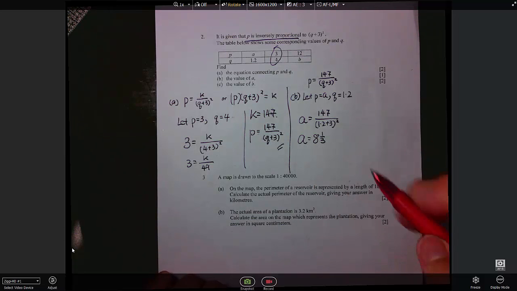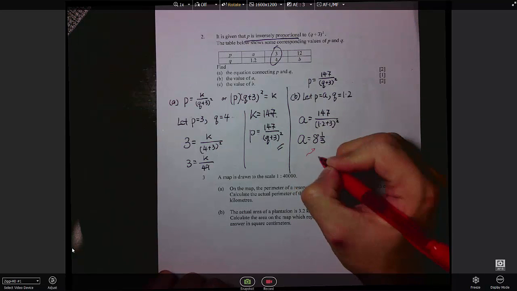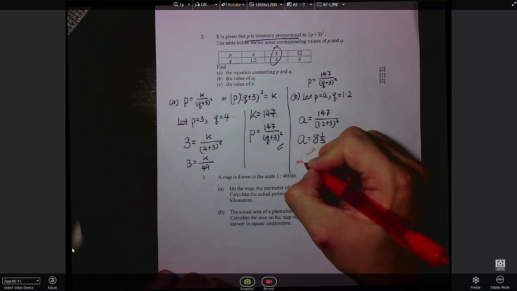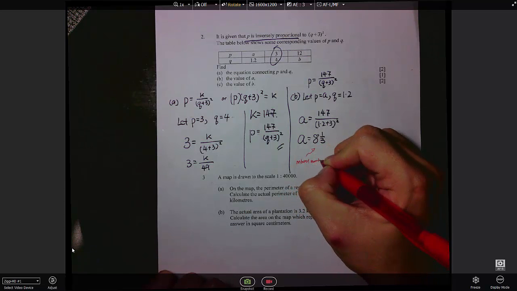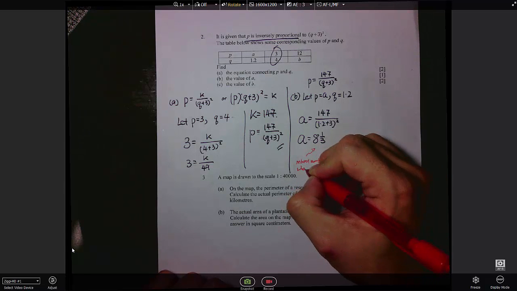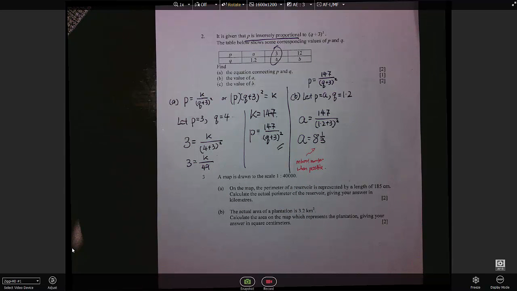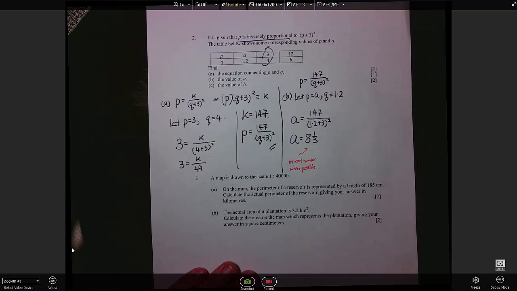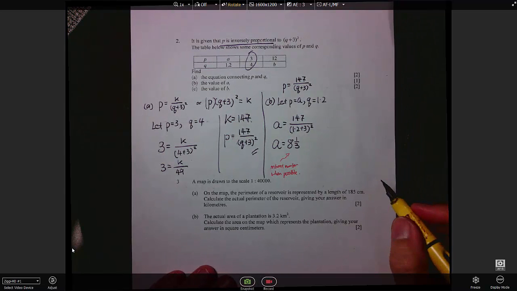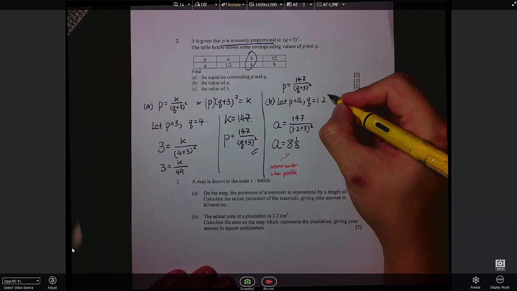Here's where I should tell you, when possible, write in mixed number. This will be the most accurate answer. If not, you might actually be penalized for accuracy. So the mixed number is used when possible.